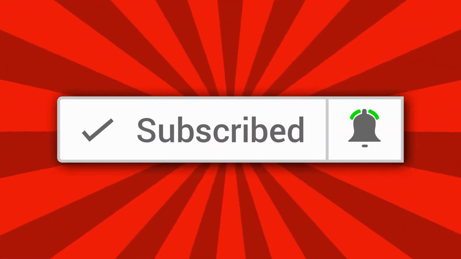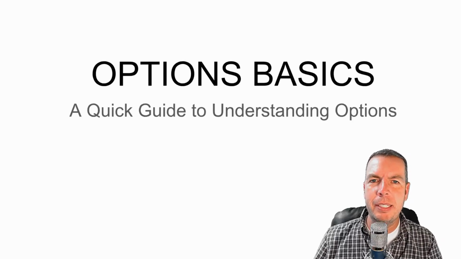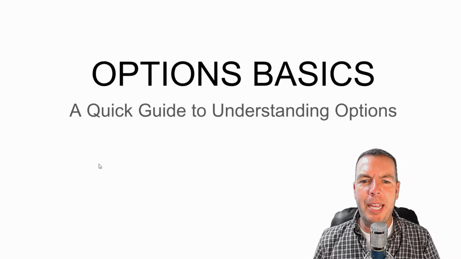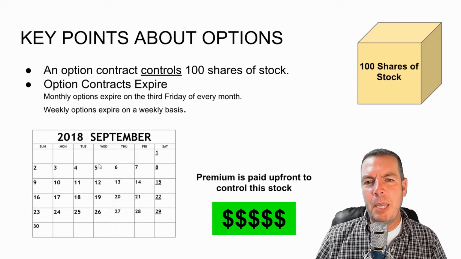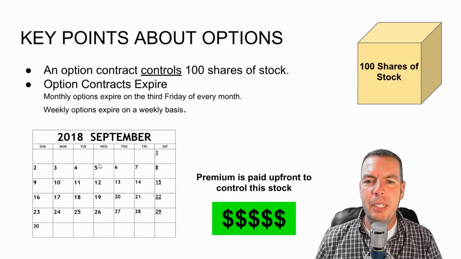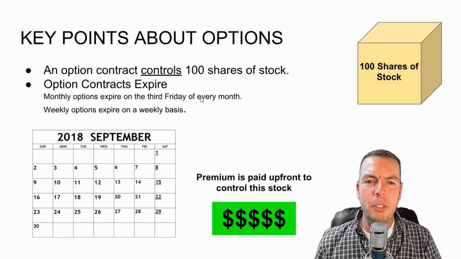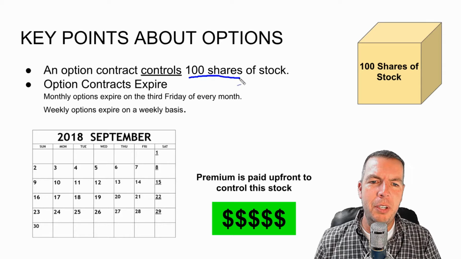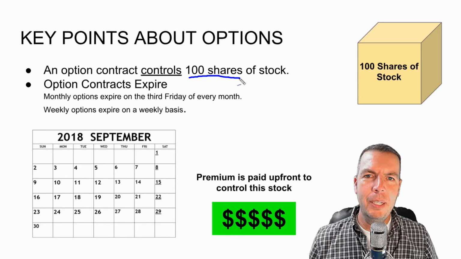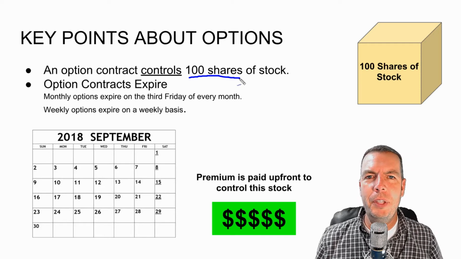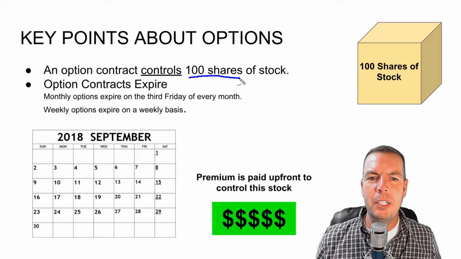All right guys, let's get started. So we're talking about options basics, and this video is basically going to be a quick guide to understanding options trading. A couple of key points to remember about options is that option contracts control 100 shares of the underlying stock. So let's say, for example, you bought a call option on Apple. Well, that call option would give you the right to control 100 shares of Apple stock.